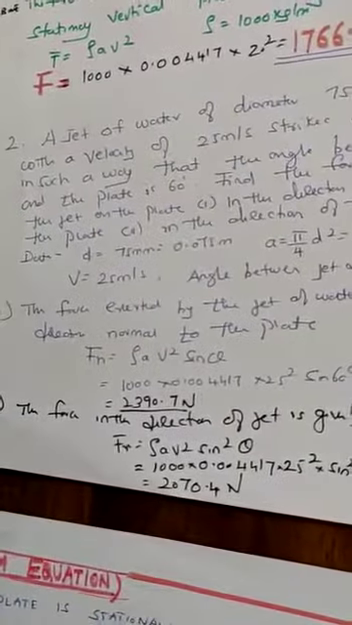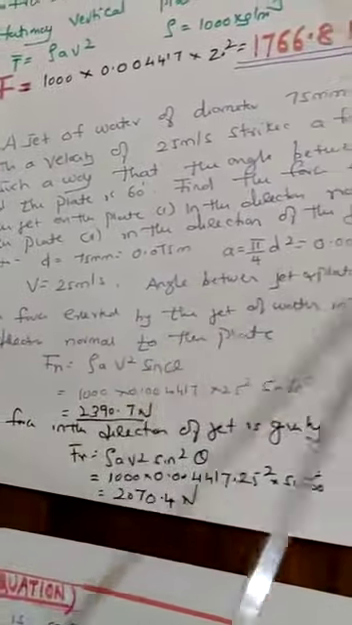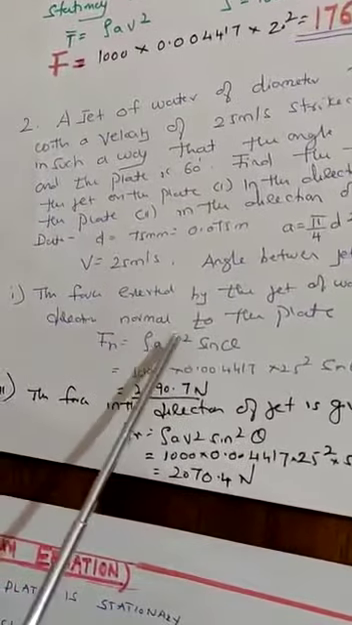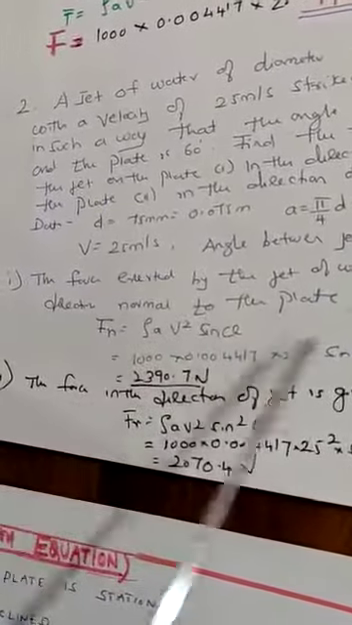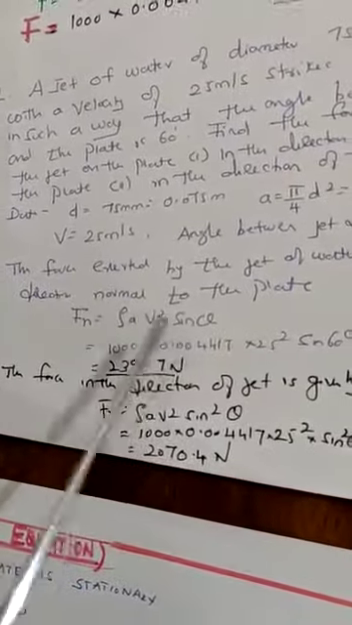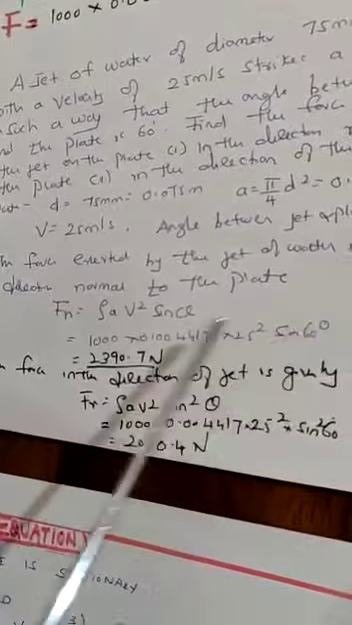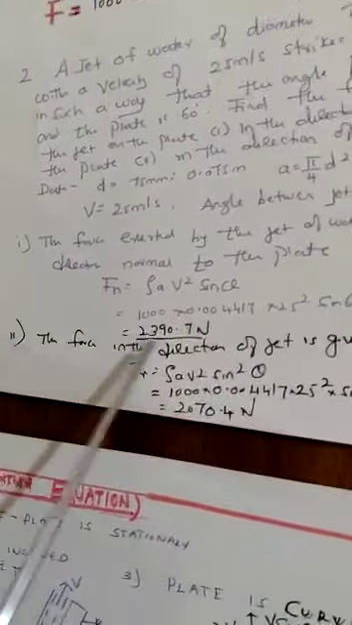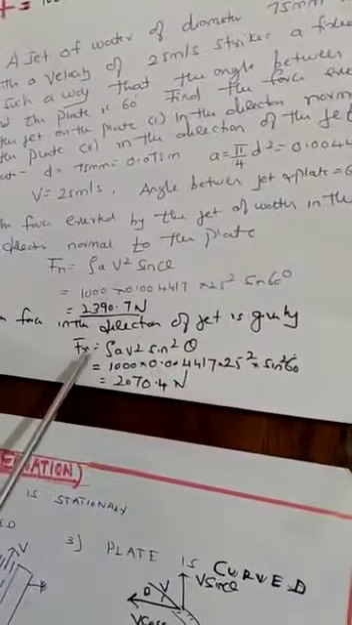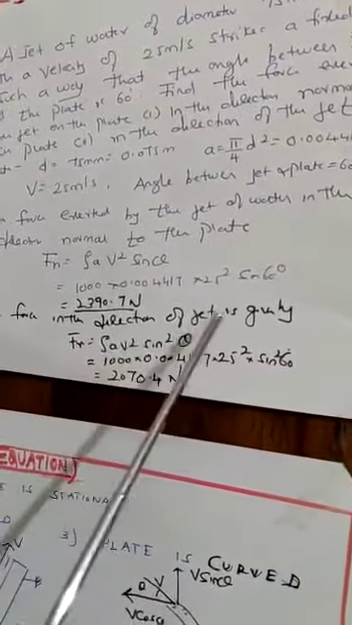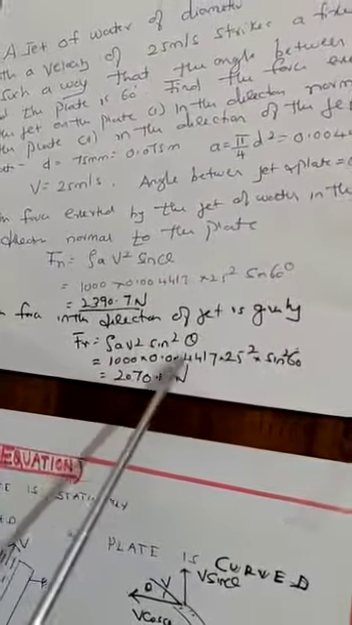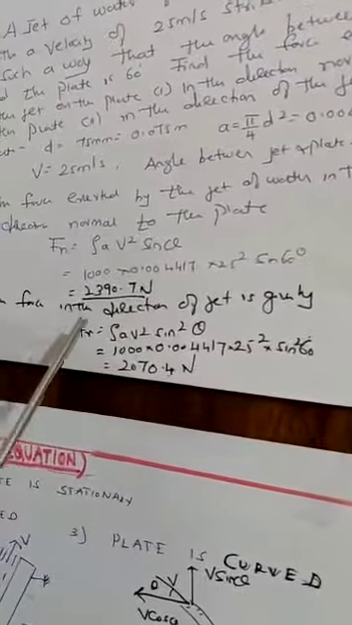The equation we have already derived. The force exerted by the jet of water in the direction normal to the plate is Fn is equal to rho AV square sin theta. So all the things are known here: rho 1000, A, and V is 25 into sin 60. So we'll get 2390.7. The force in the direction of the jet is given by Fx is equal to rho AV square sin square theta. So substitute these values, and we'll get the force in the direction of the jet as 2070.4. Thank you.